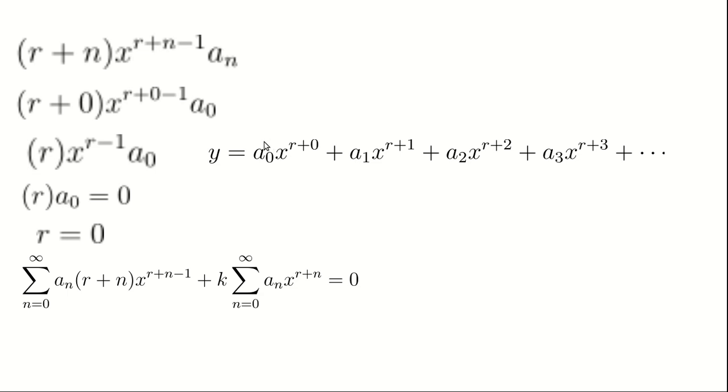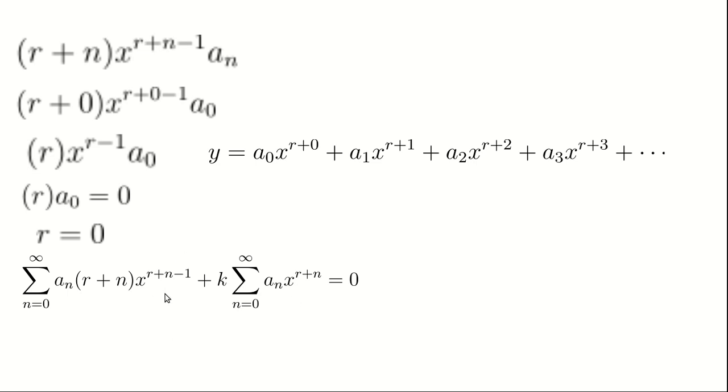To get a naught, a1, a2, a3, we need what we call the recurrence relation. To get the recurrence relation, we use the same expression, and there is something we need to do to this expression to make it look like this expression, x raised to r plus n minus 1.